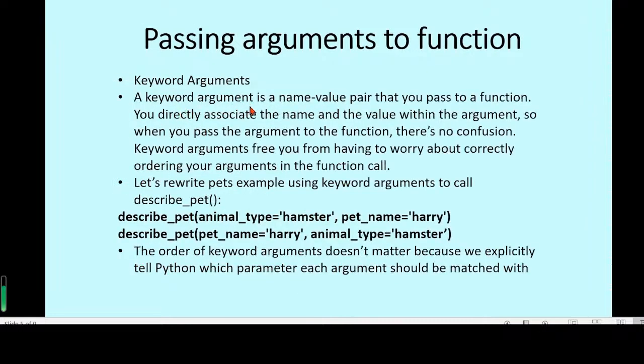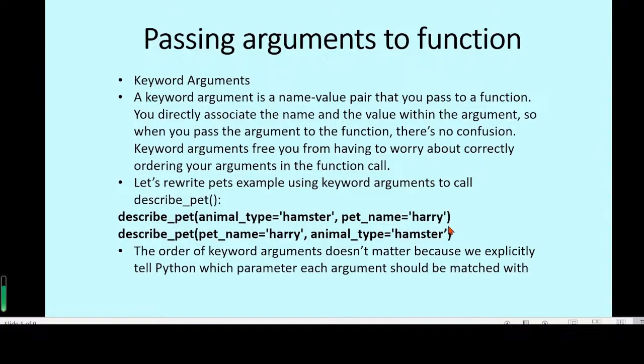And now keyword arguments. A keyword argument is a name-value pair that you pass to a function. You directly associate the name and the value within the argument. So when you pass an argument to the function, there is no confusion. Keyword arguments free you from having to worry about correctly ordering your arguments in the function call. So let's rewrite the pets example using keyword arguments to call describe_pet. So we can also call this function.